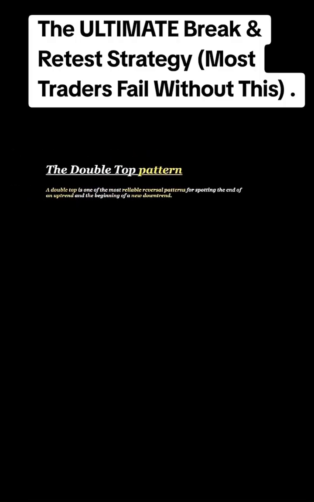A double top is one of the most reliable reversal patterns for spotting the end of an uptrend and the beginning of a new downtrend. It forms when price fails to break above a key resistance level twice, signaling that buyers are losing control. Let's break it down step by step.